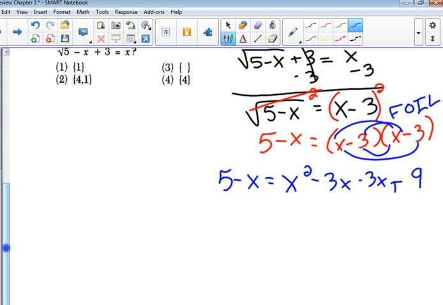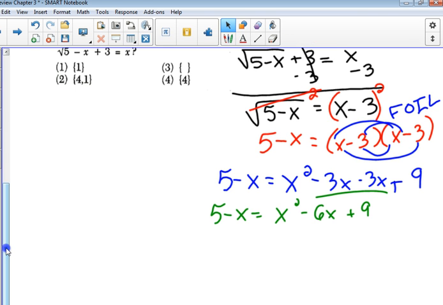Watch your signs, so make sure a negative times a negative is positive. One wrong sign is a mess. Okay, then combine your like terms if you need to. Oh, good, okay. Are we all in the green step or beyond?